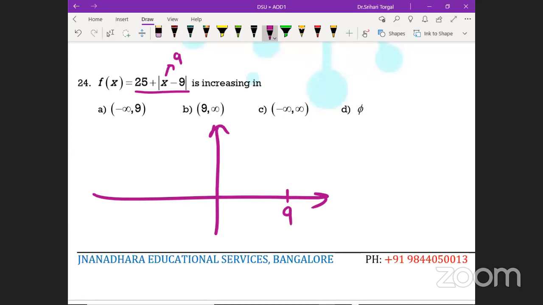At 9 you will get the modulus like this. Now you can write a V shape at that point where that term is 0. Got it? So it is increasing on one side and decreasing on the other. If you are using the derivative also you can decide. So from 9 onwards it is increasing. 9 to infinity, open interval 9 to infinity, it is increasing. Option B is the right answer.